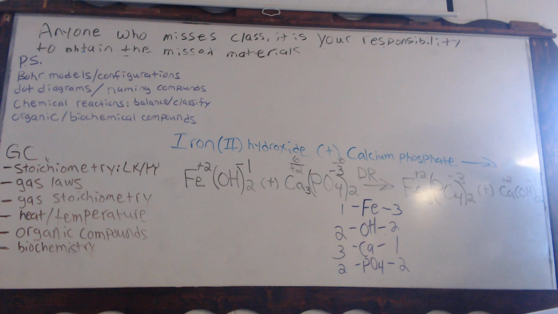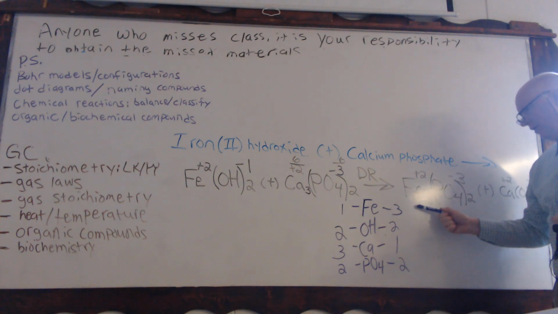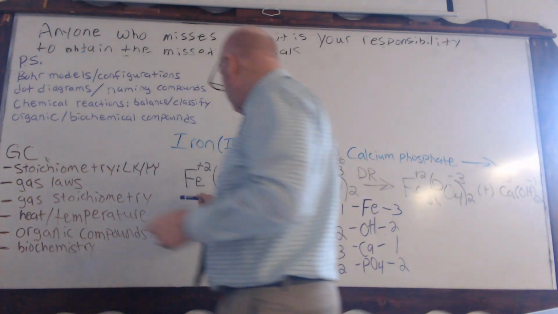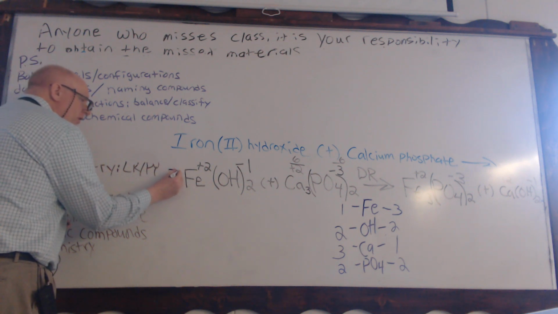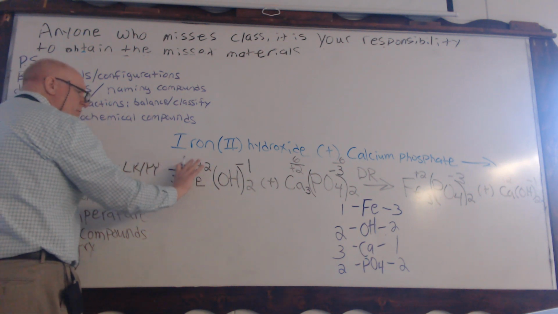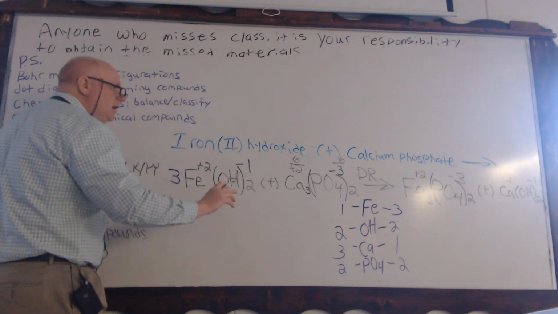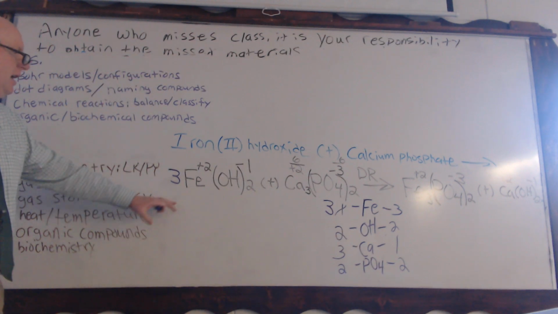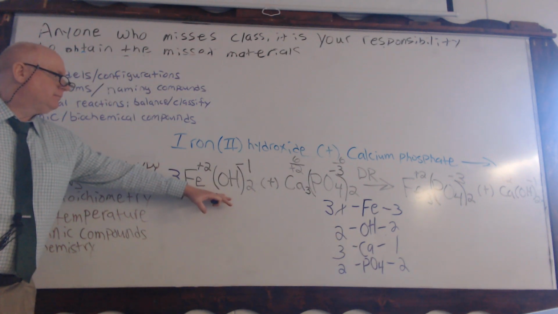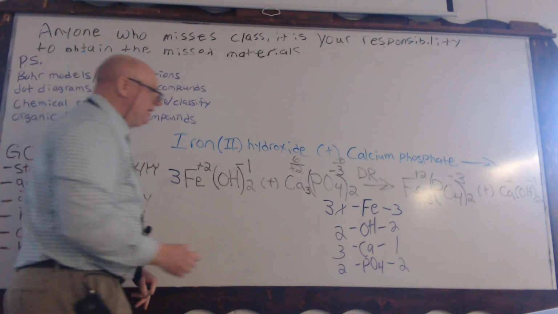Okay, there's only one of 2 places to start, either your irons or your calciums. Okay, so if we have 3 irons on our right side and only 1 on the left, how do we get 3 irons over here? Multiply by 3, and that gets distributed through the entire compound. So that changes that to a 3. Okay, how many hydroxides does that give us? 3 times 2 gives you 6.